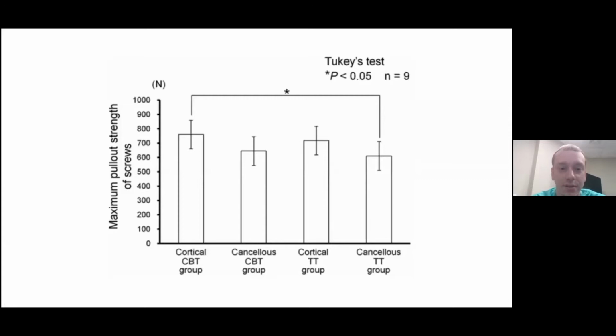There are several studies that have looked at this, and there is some evidence that suggests that cortical-based trajectory screws have higher pullout strength than cancellous traditional screws. And this is explained by all we just talked about: understanding the microarchitecture of bone, translating to how we can use different types of screws to maximize the outcomes.